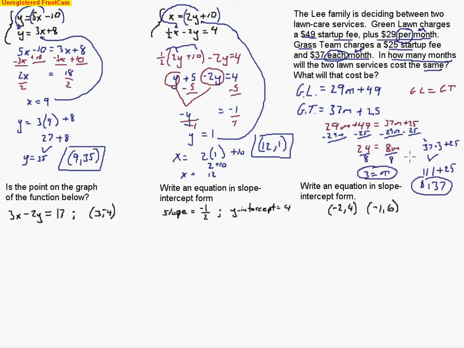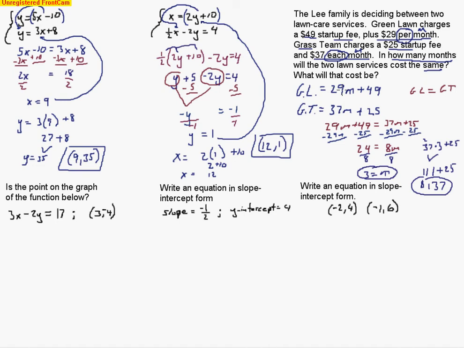Well, let's say you only want the service for 2 months. Which one would you go with? Well, the one that is cheaper to start with, which is Grass Team. Grass Team's cheaper to start with. Their initial charge is less. But if you want it longer than 3 months, Green Lawn's cheaper because they charge less per month. So that's solving systems.